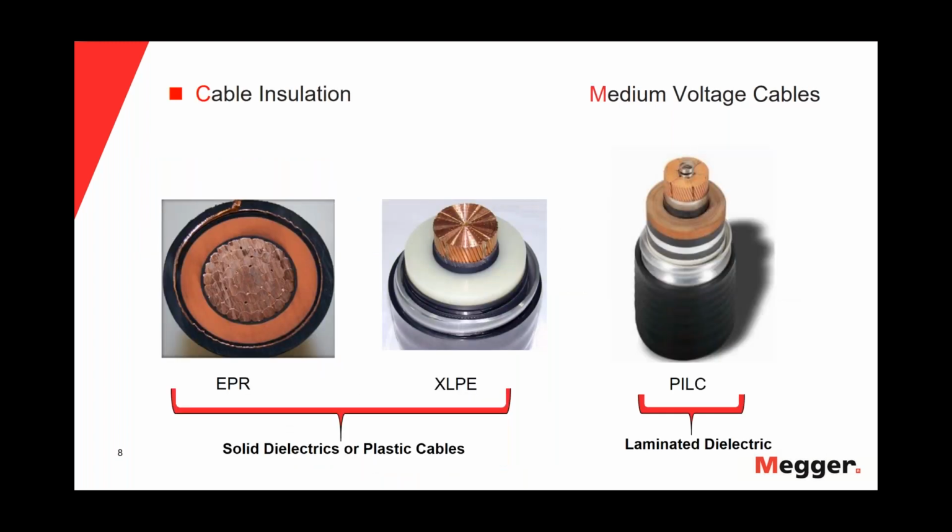Regarding the insulation for medium voltage cables, we have the solid-dielectric or the polymeric insulation. You can see on the left of the slide the EPR and the XLPE insulations. They are maybe the most common insulations that we have nowadays in medium voltage cables. And on the right, you will see the paper insulated cable. We can also find those very often in medium voltage installations.